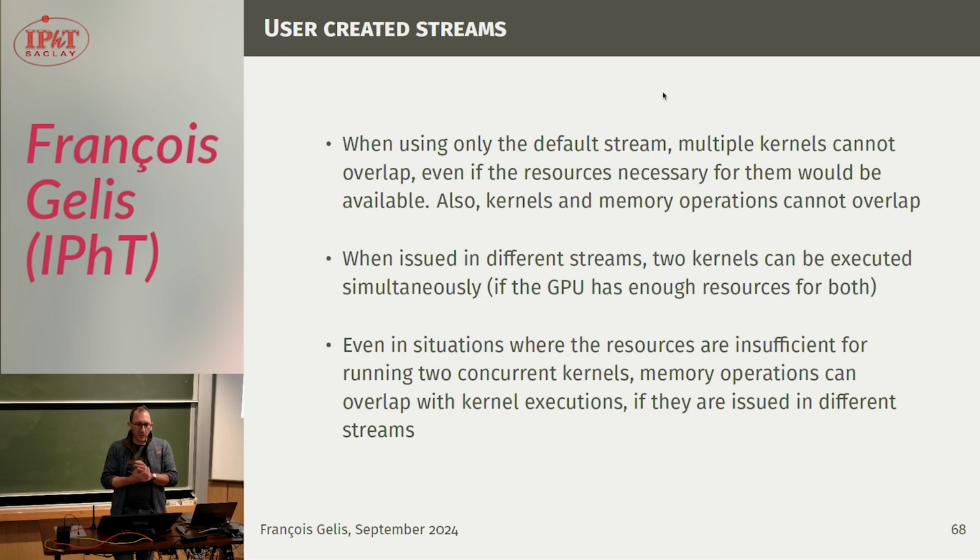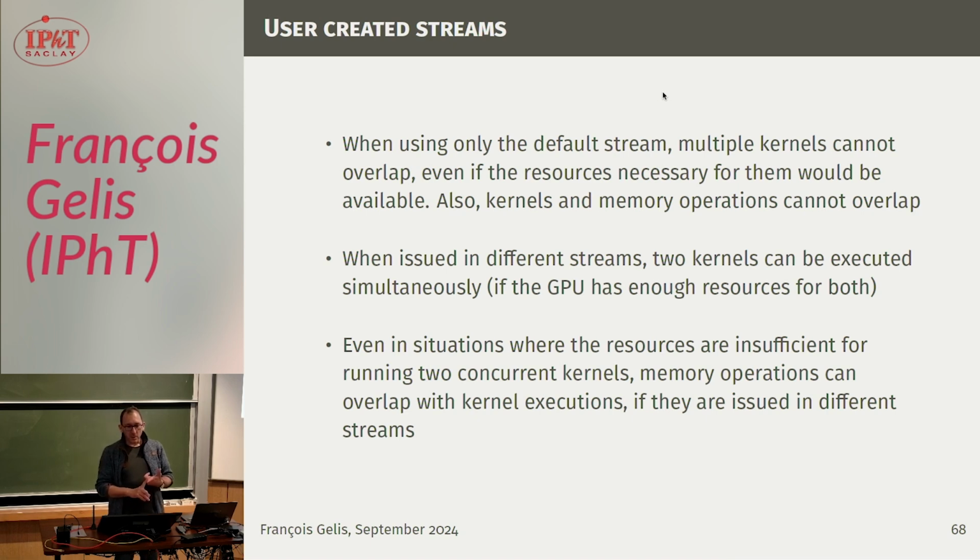So what are the properties of the created streams? First of all, when you use only the default stream, multiple kernels cannot overlap, even if the resources necessary for them would exist. For instance, if you have a kernel that has only 1,000 threads and another kernel that also has only 1,000 threads, and you have a GPU with 10,000 cores, they will nevertheless not run simultaneously when they are in the default stream.